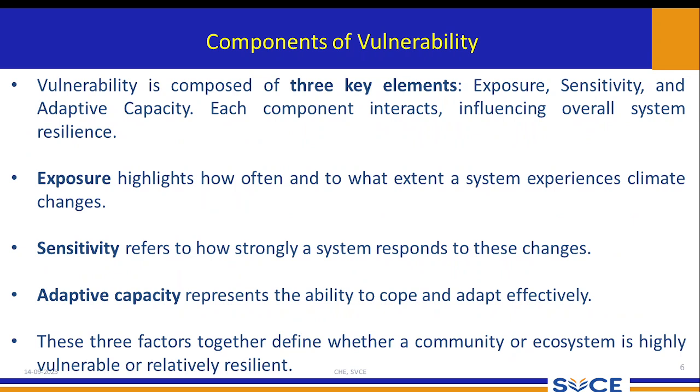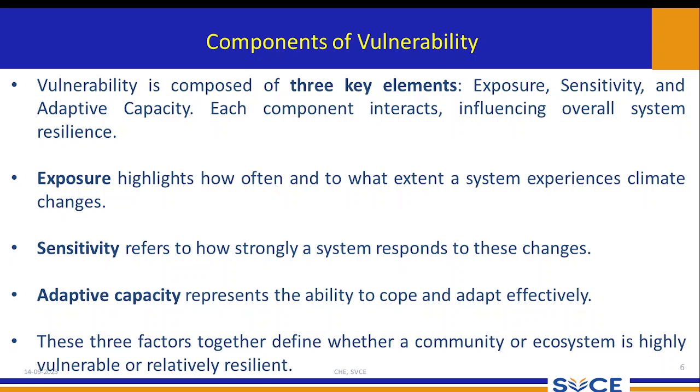Vulnerability is composed of three key elements: exposure, sensitivity, and adaptive capacity. What is exposure? Exposure highlights how often and to what extent a system experiences climate changes. The sensitivity refers to how strongly a system responds to these changes. For example, if it is very hard, the human could not concentrate. So the human brain is more sensitive if it is very hard, right? Adaptive capacity represents the ability to cope and adapt effectively.